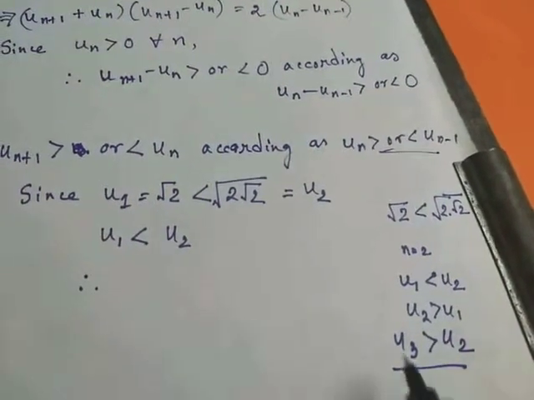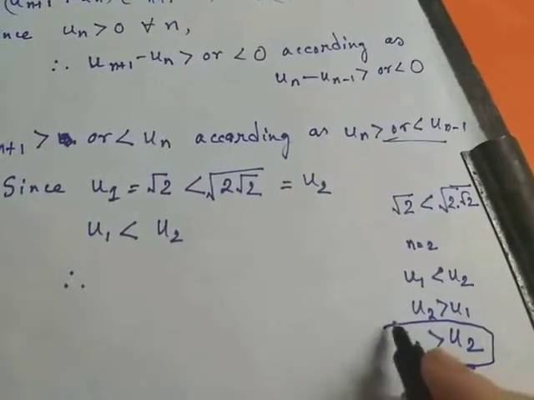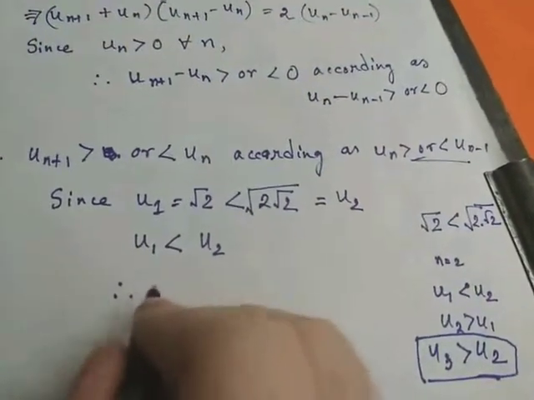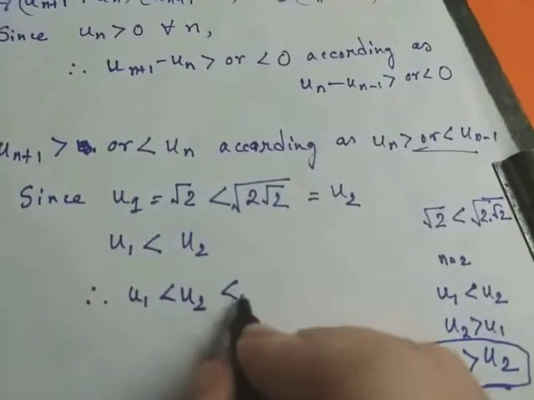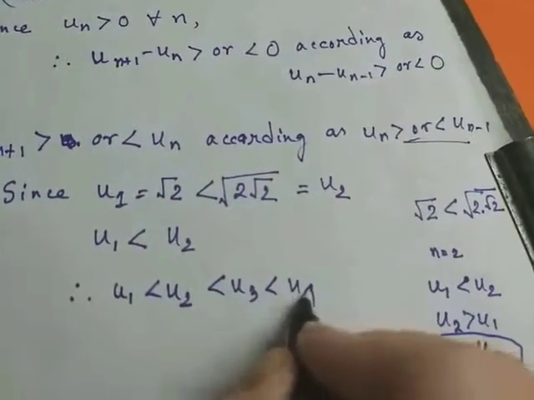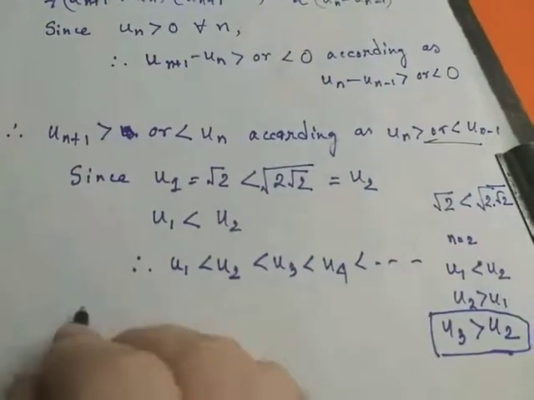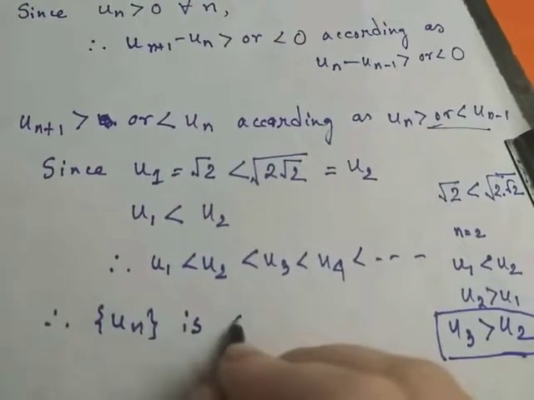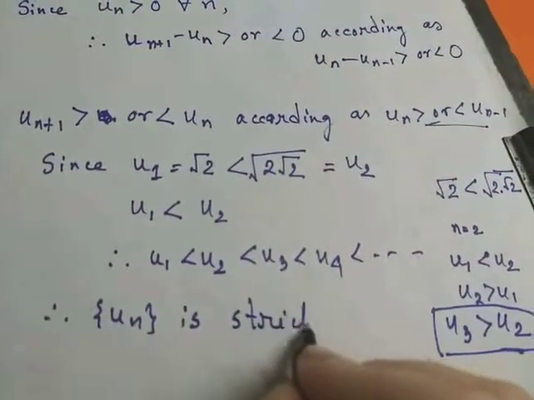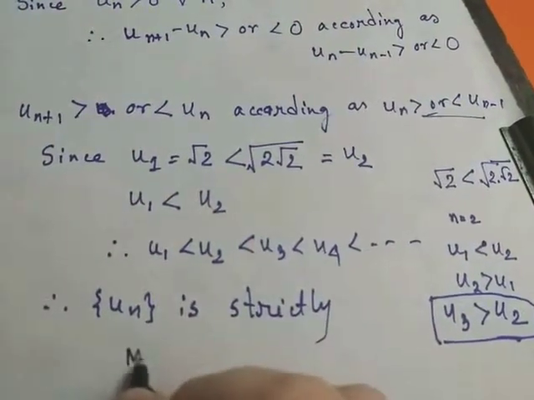So u1 less than u2, and continuing this process we get u3 less than u4 less than dot dot dot. Therefore the sequence un is strictly monotonically increasing.